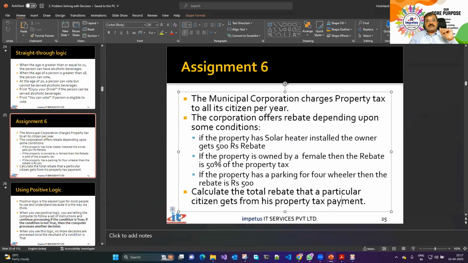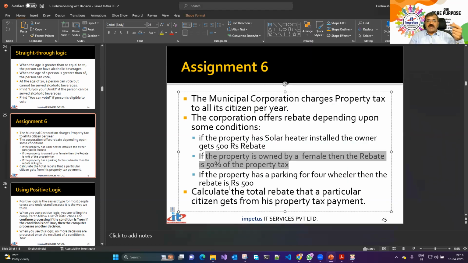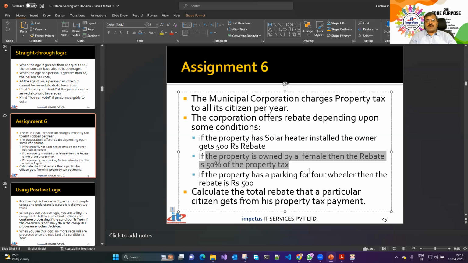Here, property owner female rebate is 50% of the property tax. So your solution is wrong. 50% of the property tax. So 50% of 5,000, that is 2,500, it should have become. Okay. Plus, you will get 500 and 500. Oh, that's correct. 3,500. The total rebate will be 2,500, that is 50%, and plus 500 rupees for solar and 500 rupees for the parking. So that is correct. So now the solution has worked out right. So we have checked for all the cases.